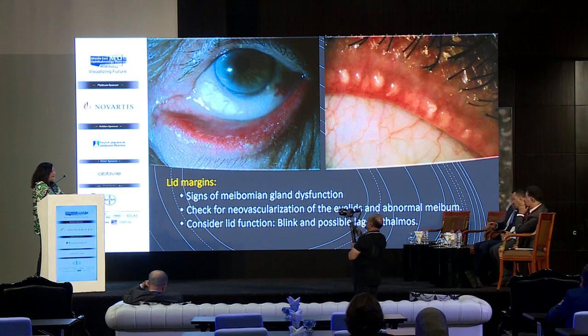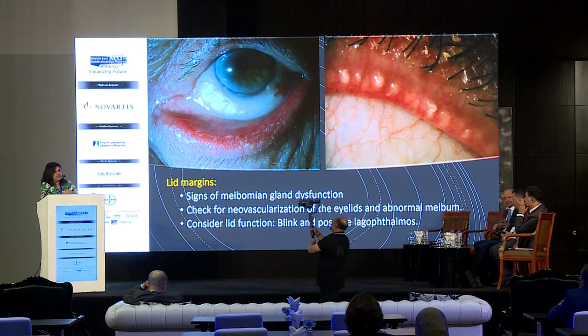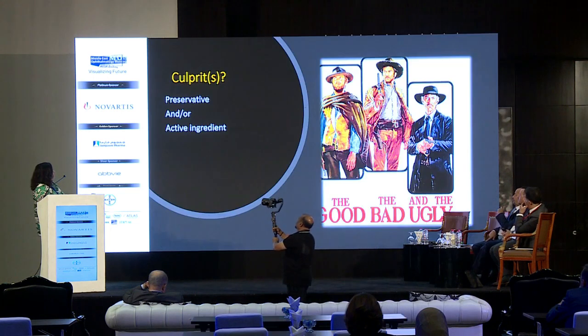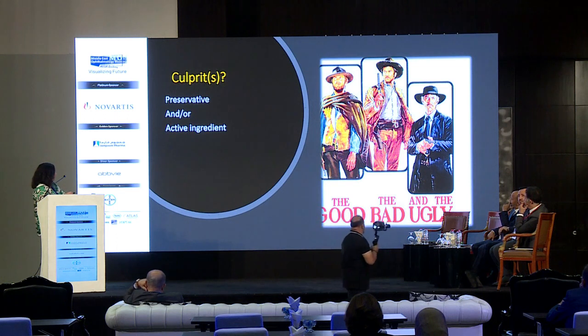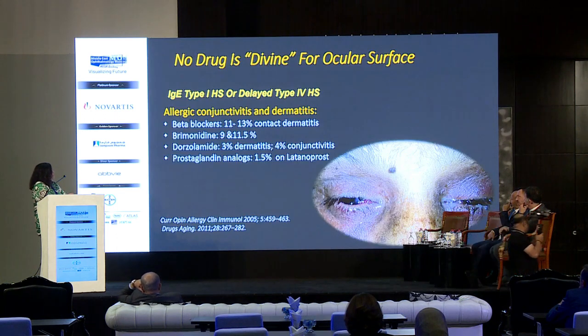You can have neovascularization of the eyelid margin, and do consider lid function, because blink can be compromised in patients with glaucoma. Well, who's the culprit? You can just blame it on anyone, because nobody has been able to pinpoint it for any particular drug or preservative so far. The only thing is that you be watchful. You tell your patient to note what has happened to their eye after they have started a new medication or you've added on something new.